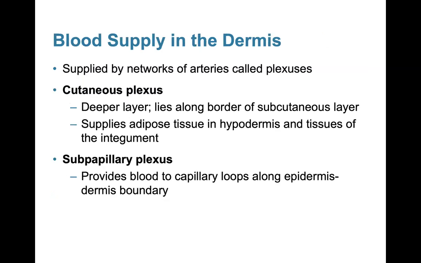Now, blood supply in the dermis is supplied by a network of arteries called plexuses. You have the cutaneous plexus, which is the deeper layer. This lies along the border of the subcutaneous layer. It supplies the adipose tissue in the hypodermis, as well as the tissues of the integument. The subpapillary plexus provides blood to the capillary loops along the epidermis-dermis boundary.